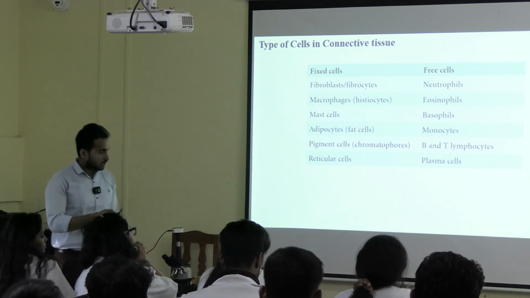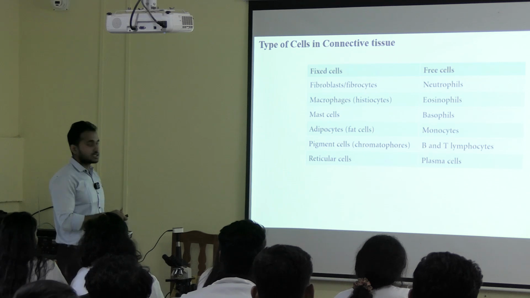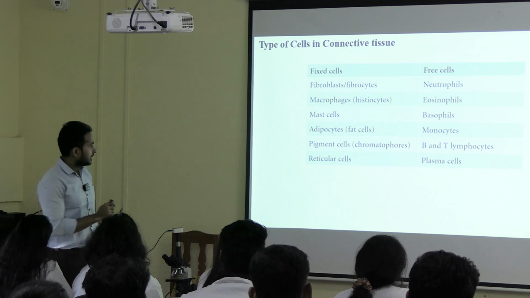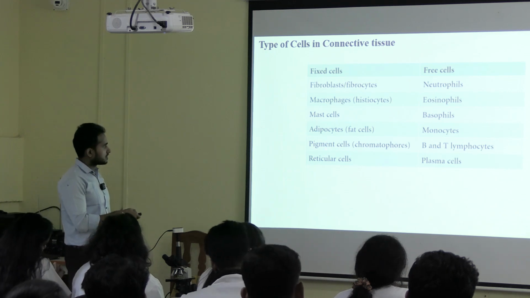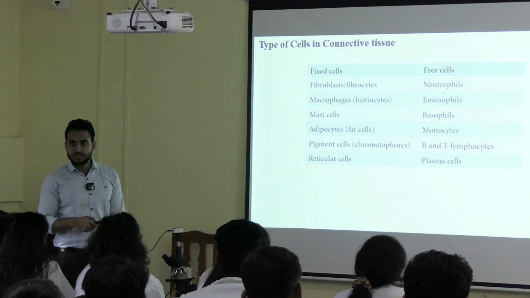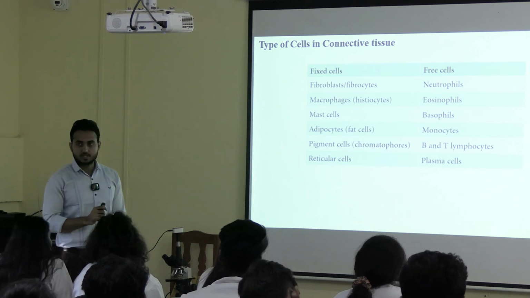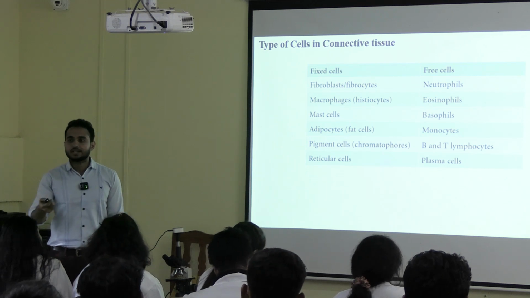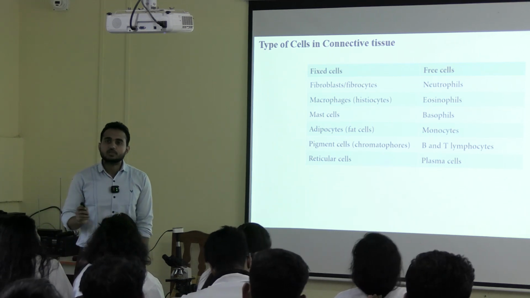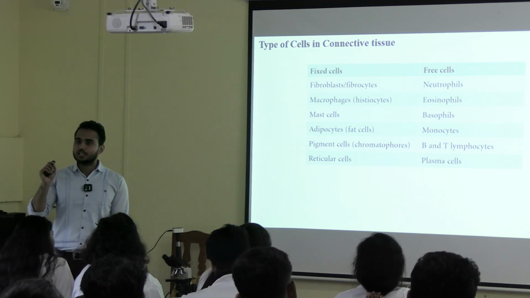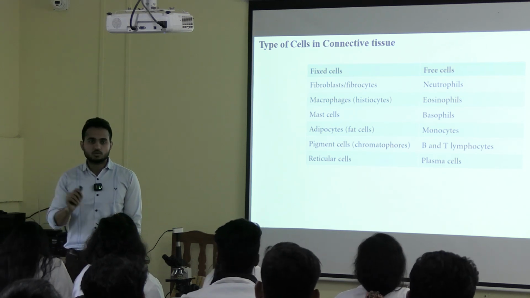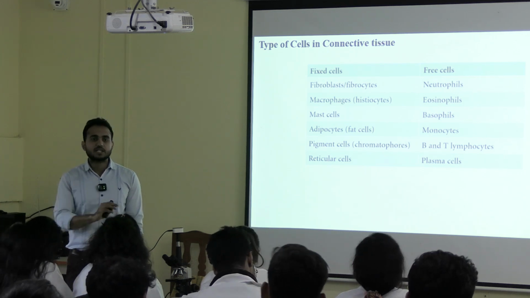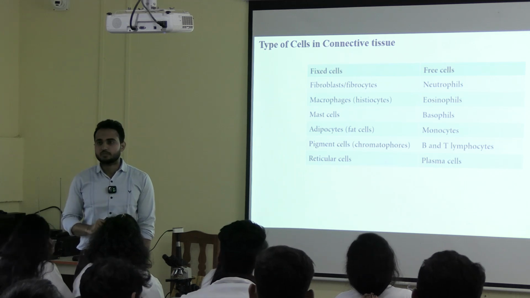Next, these are the adipocytes, just now he mentioned, and I have a slide, I will show you about the adipocytes. After that, these are the pigment cells, also called chromatophores. And next, these are the reticular cells. So this is the list of cells which we will study one by one in the connective tissue. We will not study each and every cell in detail, just where they are present and what is their function, and in some cases, what is the shape of that particular cell.